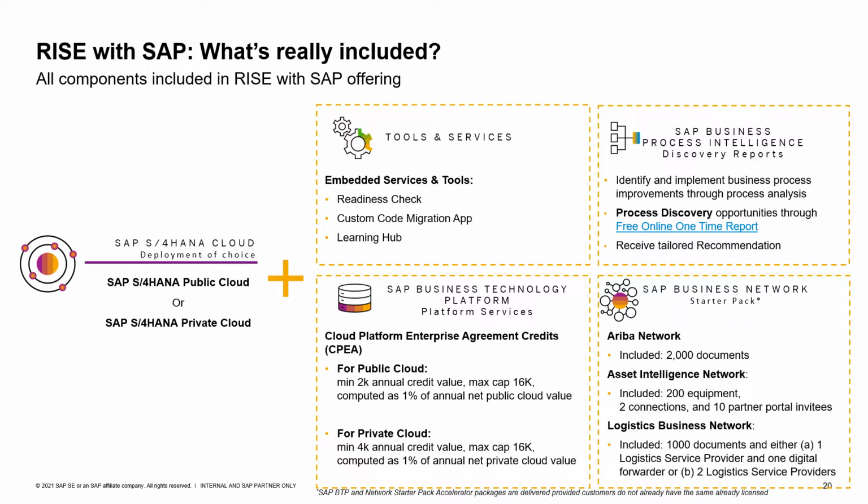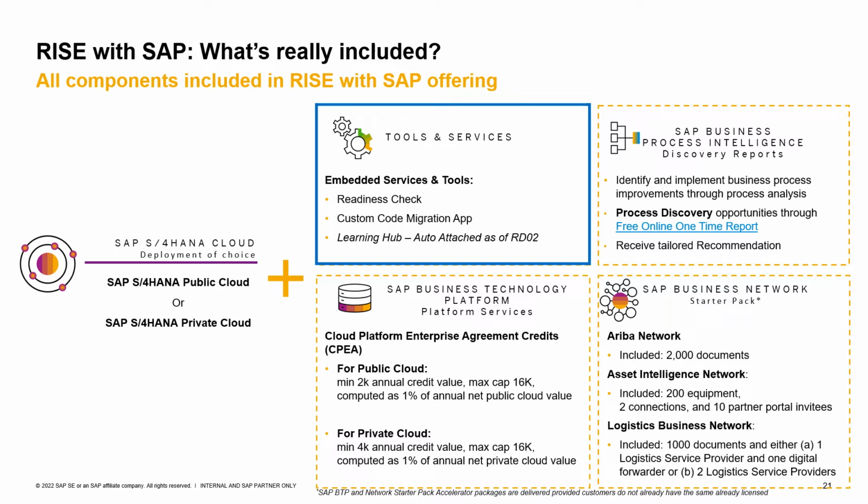So here we see the tools and services that are included in terms of the embedded services and tools. Then also the SAP Business Process Intelligence with Discovery Reports, the SAP Business Technology Platform and Platform Services in the way of Cloud Platform Enterprise Agreement credits. And you can see the difference here for public and private cloud, what the caps are and what you get. And then the Business Network Starter Pack, where you see we have a starter pack included here with Ariba Network, Asset Intelligent Network, and Logistics Business Network.